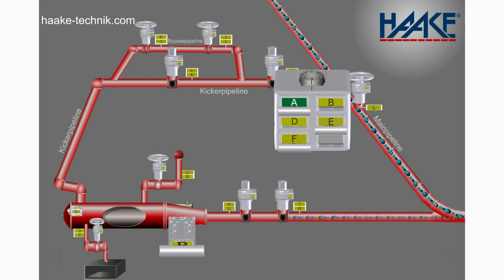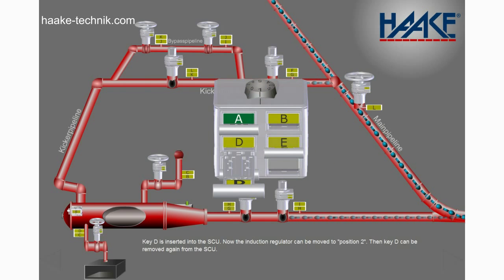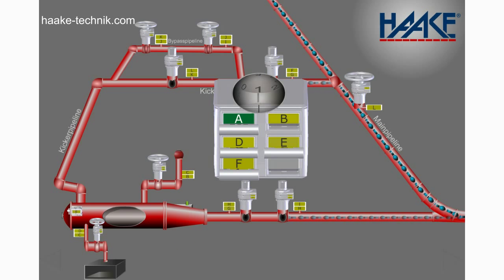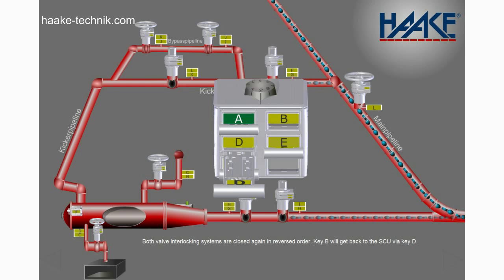Key D becomes free and must be moved to the SCU to confirm that the system has been vented and emptied. Key D is inserted into the SCU. Now the induction regulator can be moved to position 2. Then key D can be removed again from the SCU.